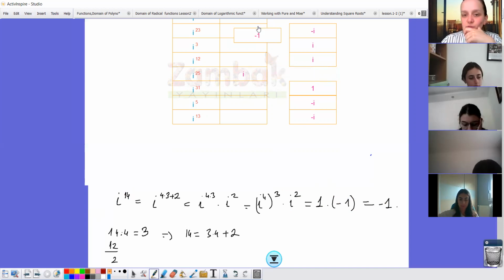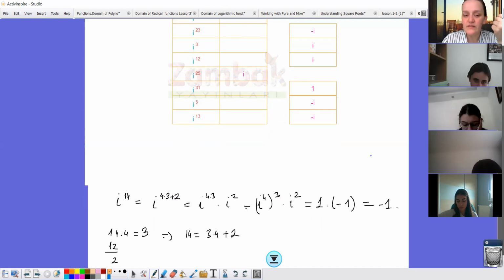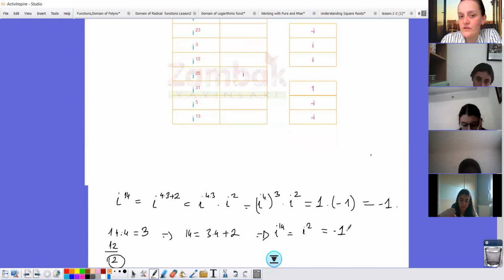So I'm taking minus 1 and I will put it here. I showed you all the details here, but you don't have to write all the steps always. I showed you why it becomes like that. Because look, what is the remainder here? 2. So directly I can write i to the power of 14 is equal to i squared. I am taking the remainder. So what is i squared? It's minus 1. So the result is minus 1.